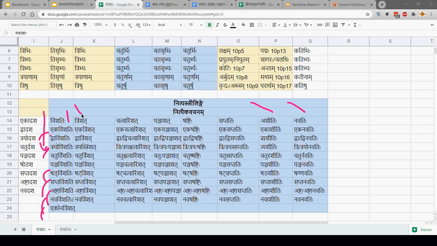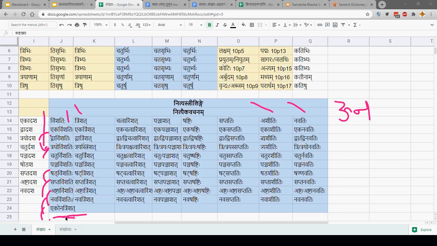Then Trimshat. Navavimshati has a couple of forms here: Navavimshati and Ekona Trimshat. What does Ekona mean? Eka plus Una. Una is less. So Ekona means one less. Trimshat means 30, one less than 30 means 29. So we can either say Navavimshatihi or Ekona Trimshat. Both mean the same thing, 29.